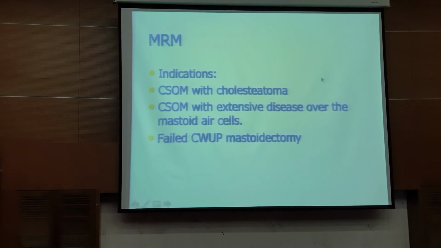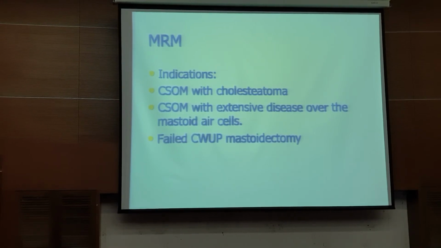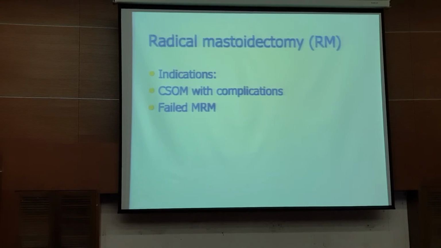So the indications. If you have a patient with cholesteatoma, modified radical mastoidectomy. If you have a patient with extensive granulation tissue causing mastoiditis, also an indication for mastoidectomy, or failed canal wall up mastoidectomy. We rarely do a radical mastoidectomy because by definition radical mastoidectomy involves exenteration of the tympanic membrane, removing the whole ossicle, you leave only the stapes footplate, and you plug the eustachian tube.